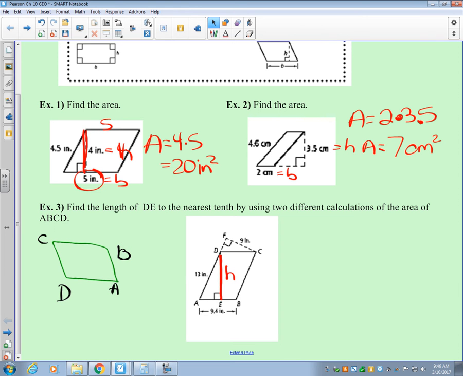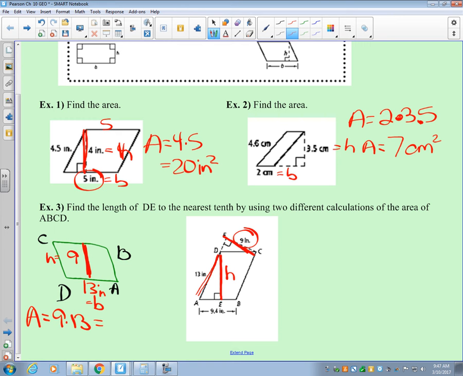Then we can see that from D to A is 13. So we can use 13 as our base. And what's the distance from AD to CB? 9. So we can see that our height is 9 and our base is 13. We're going to find the area with those dimensions.